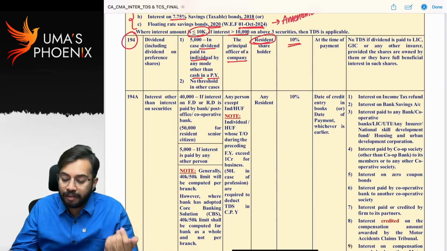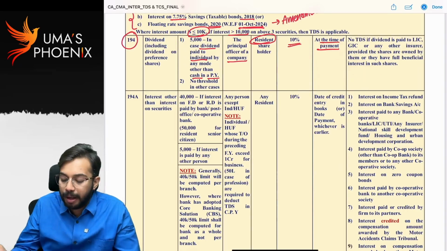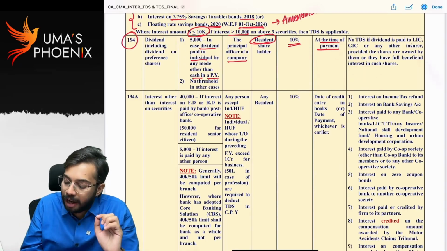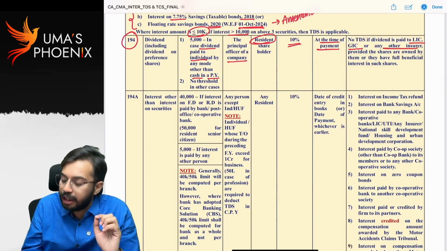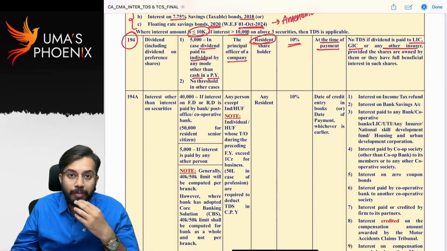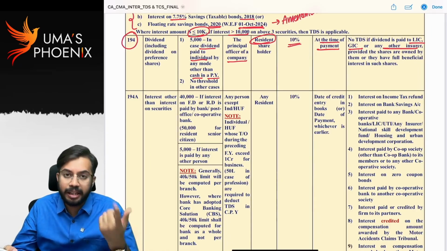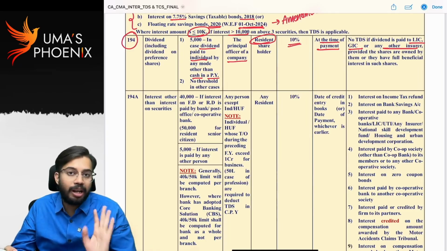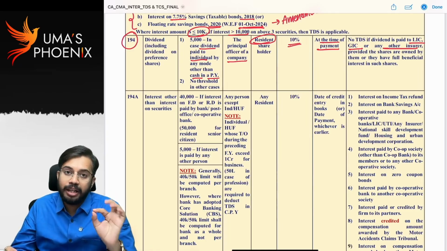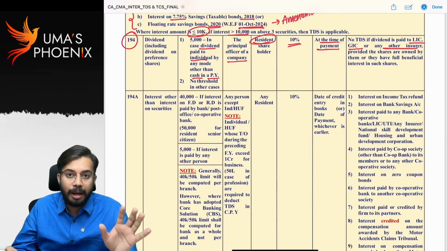When is TDS required to be deducted? At the time of payment. But if dividend is paid to LIC, GIC or any other insurer, no TDS is required to be deducted. Very simple. Under section 194, TDS is required to be deducted when paying dividend. If dividend is paid to an individual by bank transaction and such dividend is less than 5,000, no TDS. In all remaining cases, TDS is required to be deducted. The rate of TDS is 10%.